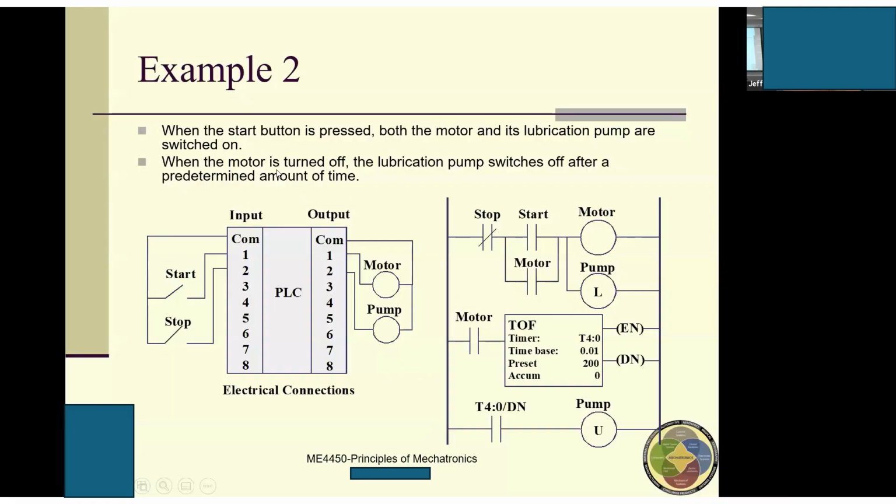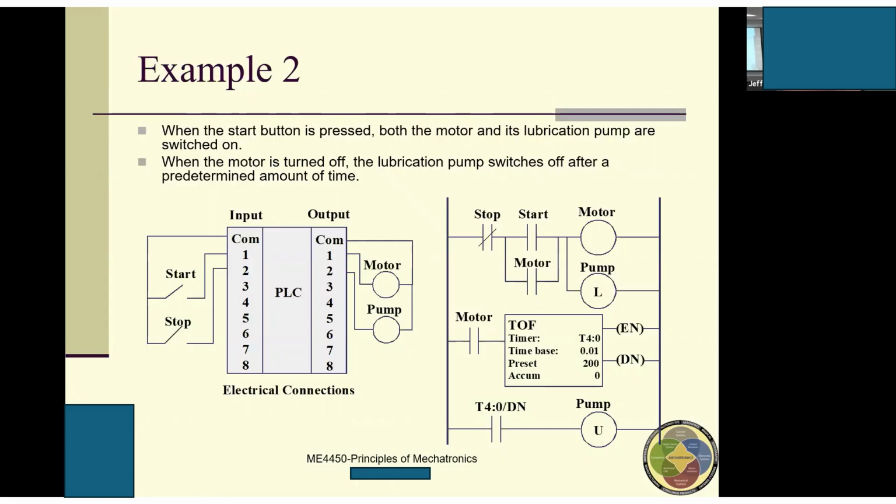Second, when I turn off the motor, what does that mean? It means that this guy, the transition is from true to false, right? The lubrication pump will switch off after a predetermined amount of time. So this timer should be triggered by a true to false transition. And can somebody tell me which timer I should use and why?